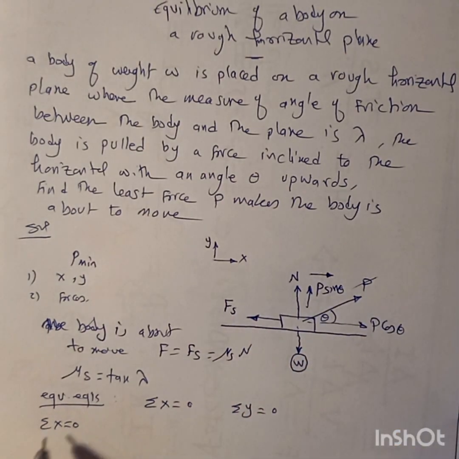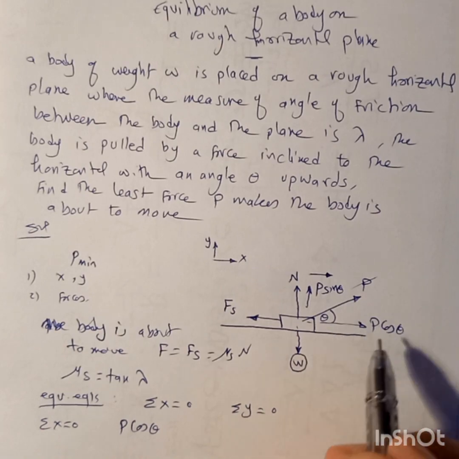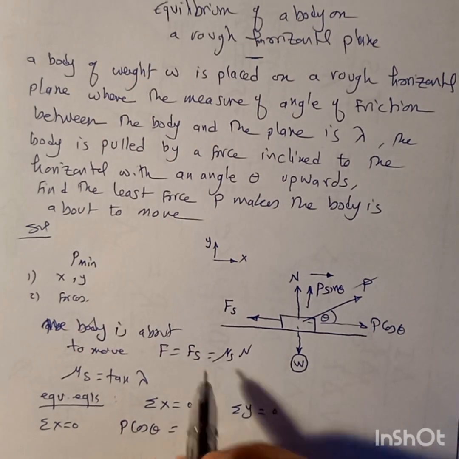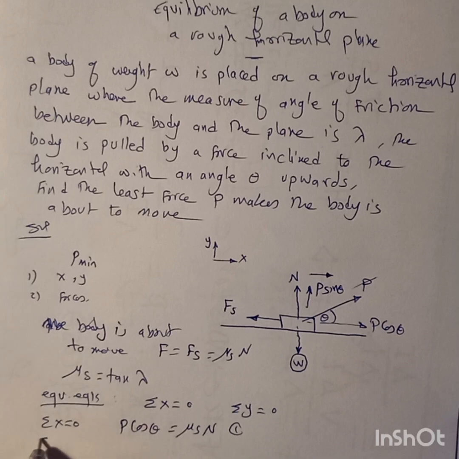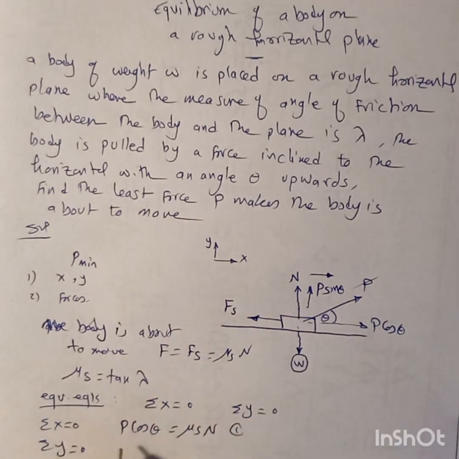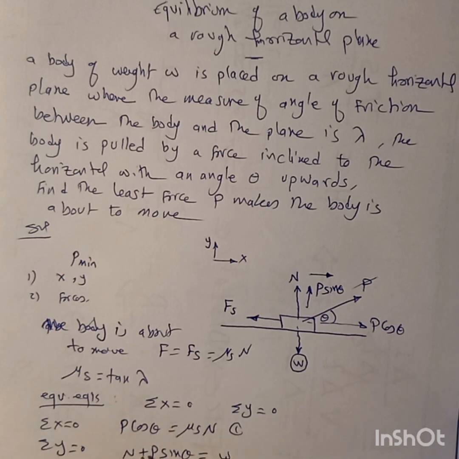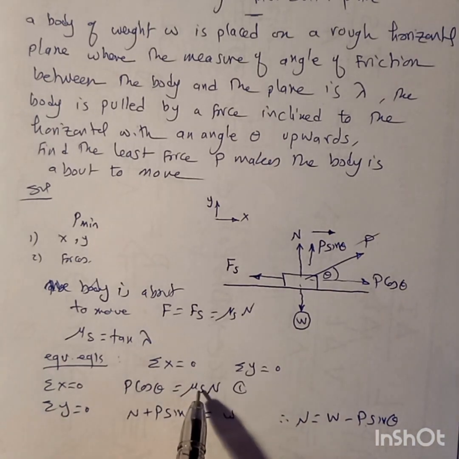Now we can apply this equilibrium equation: summation of x equals 0. We have here P cosine theta, the forces in this direction equal the forces in the opposite direction, equals Fs, and Fs equals mu s N. This is equation number 1. We have summation of y equals 0. Here we have N plus P sine theta equals W. Then we can find N from here. Then N equals W minus P sine theta, and we can substitute in this equation.